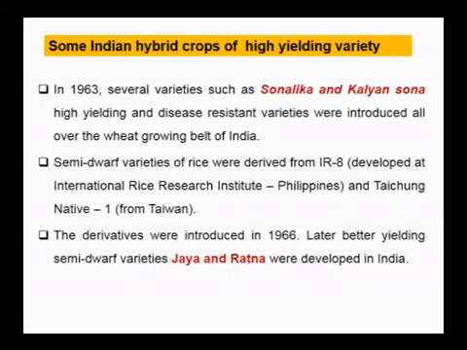Next, semi-dwarf varieties of rice were also introduced, which include IR8 and Taichung Native. IR8 was developed at the International Rice Research Institute, Philippines, and Taichung Native was developed in Taiwan. These dwarf varieties are high yielding as well as disease resistant. These semi-dwarf varieties of rice were also used in developing Indian semi-dwarf varieties like Jaya and Ratna.